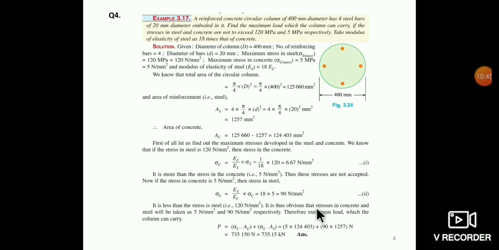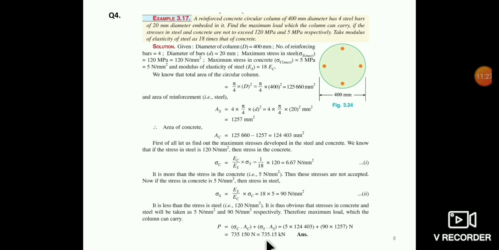So it is thus obvious that the stress in concrete and steel will be taken as 5 Newton per mm square and 90 Newton per mm square. This value of sigma S we consider, and from the question this value of sigma C we consider. Therefore the maximum load which the column can carry is given by P is equal to sigma C AC plus sigma S AS. Sigma C we take 5, AC, the area of concrete, we calculated as 124403, sigma S we consider as 90, and AS we calculated as 1257. So the final answer we get is 735150 Newton.